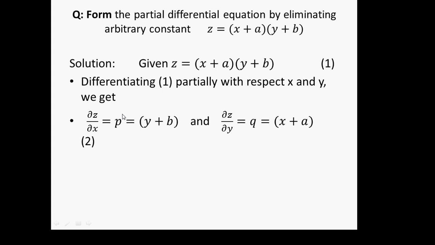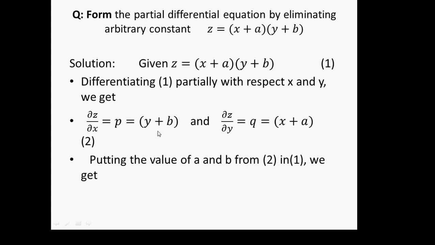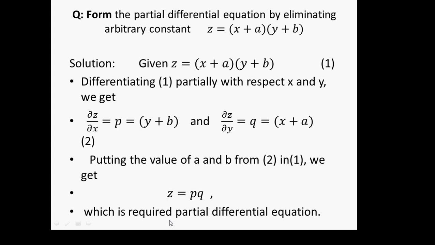Now just putting this result in equation number 1, we have the relation z is equal to pq, and this is the required partial differential equation. So in this way, by elimination of arbitrary constants, we can form the partial differential equation. Now we can discuss the second method, the elimination of arbitrary function.